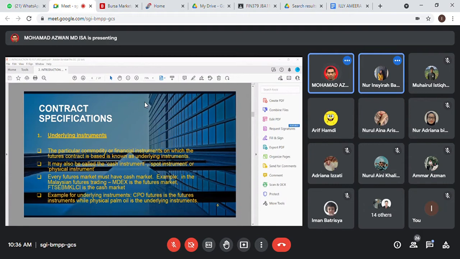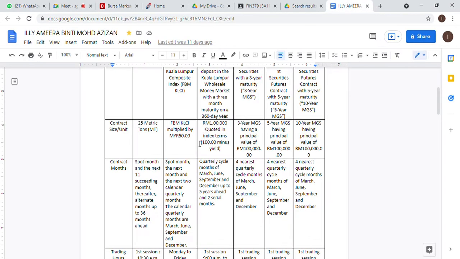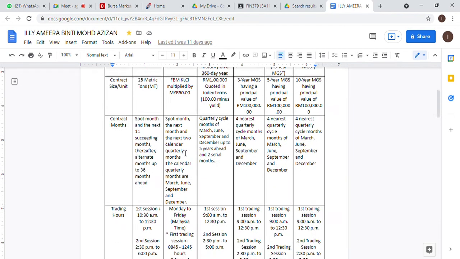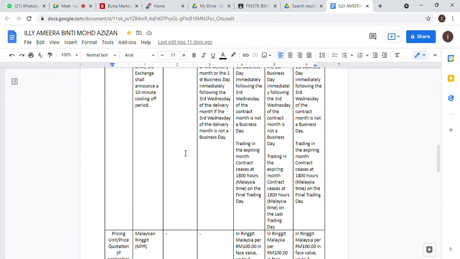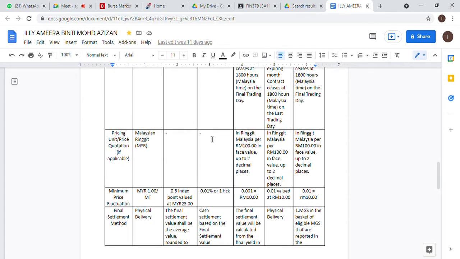Muhammad Akmal. Yes, sir. How much is the multiplier for FKLI? 50 ringgit, sir. Okay, correct. So for each FKLI contract, when you trade, the multiplier in RM is 50 ringgit. This is standardized, or fixed, by Bursa Malaysia.